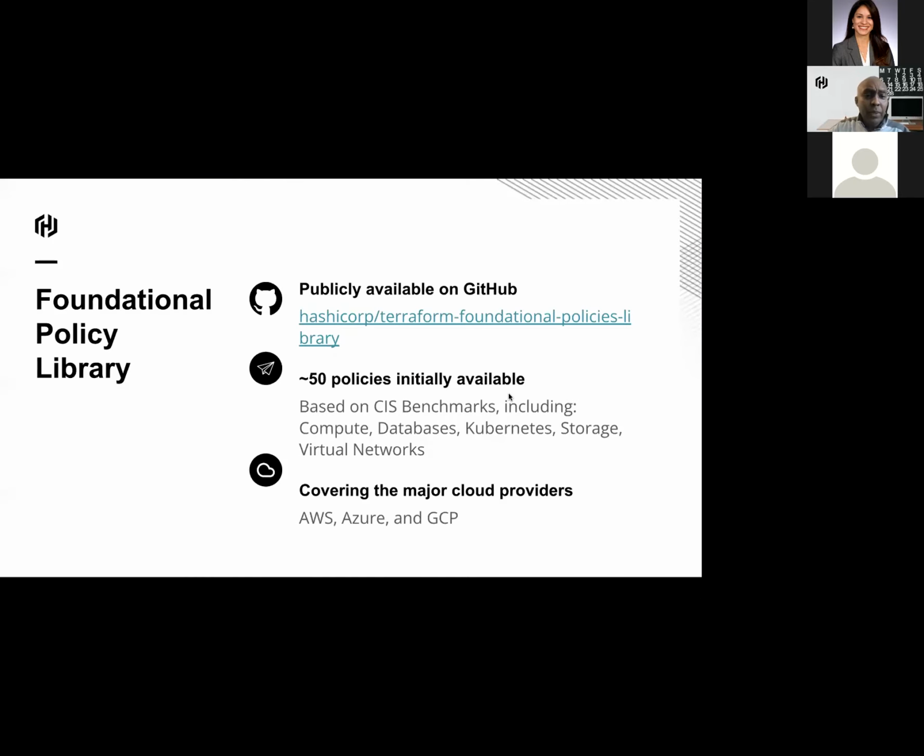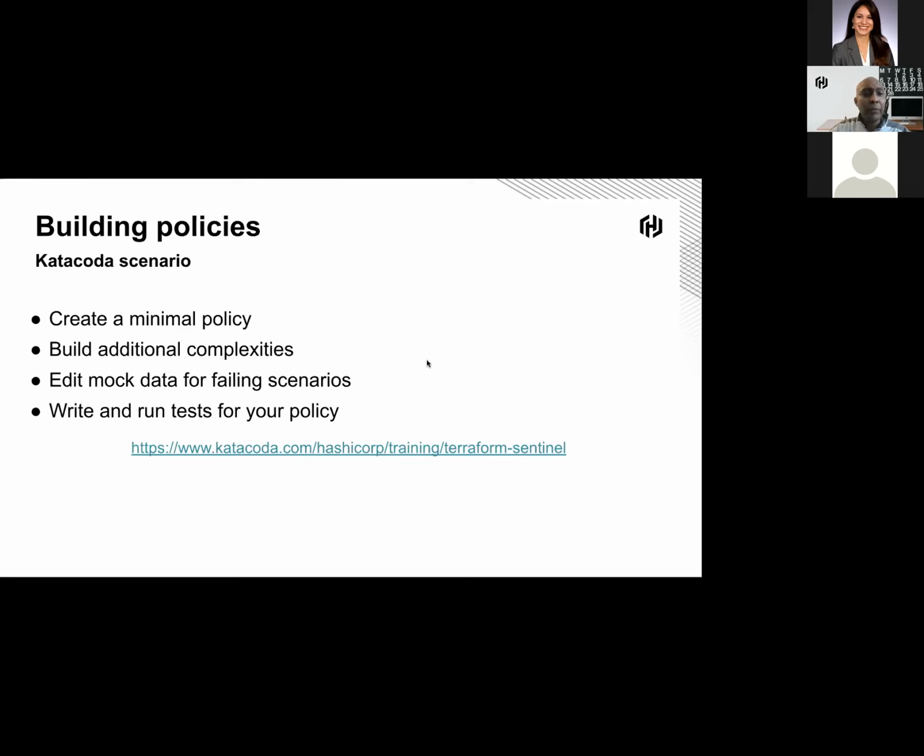If you want to learn more about this, there are various resources. If you just did a search on the web for HashiCorp Terraform Foundation policies, you'll find that library. These are 50 policies or so based on CIS benchmarks for various types of environments, and they cover the most common cloud providers folks are probably using. If you want to go through actual exercises, Kata Codas are particularly good for this. It helps you build a policy, make it more complicated, adding mock data, and then testing and writing them out. So this is a fantastic resource for that.